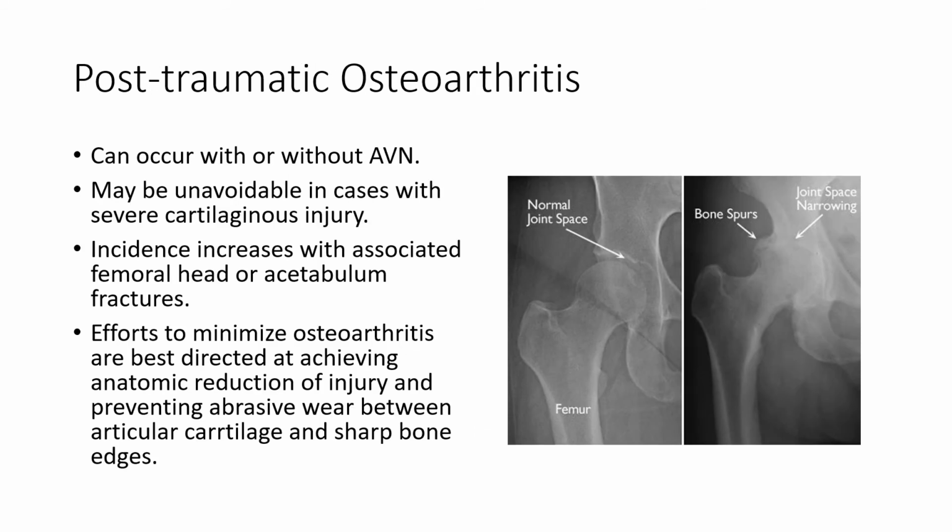There can be post-traumatic arthritis. In this image, this is a normal joint: the joint space is normal, and the acetabular lip and the femoral head are perfectly congruent. But in osteoarthritis the joint space is reduced or obliterated, there are bony spurs, and the joint line is not congruent.